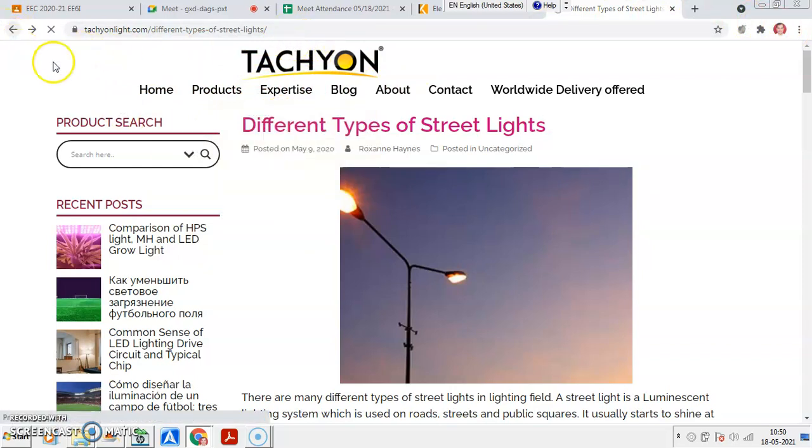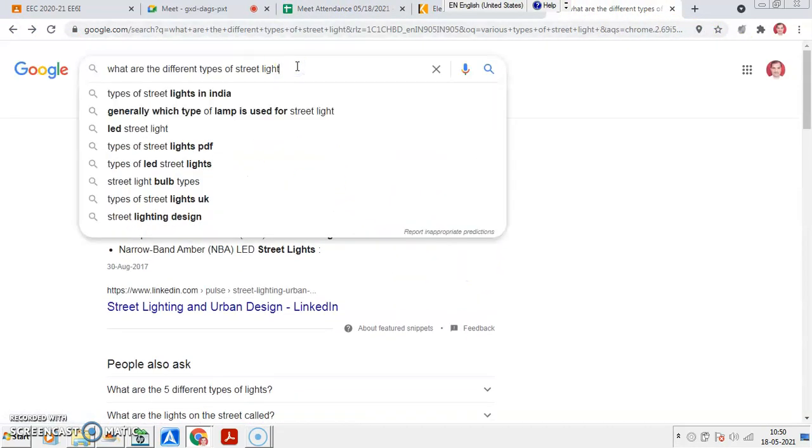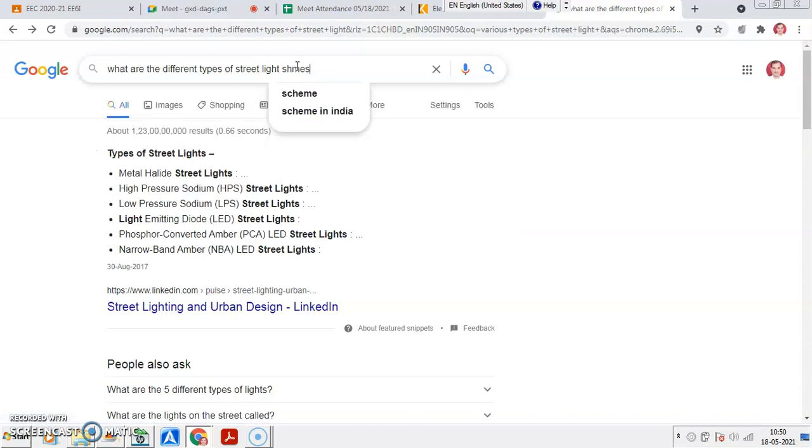How many of you have seen the basics of the basic street light schemes? Which ones have you seen?